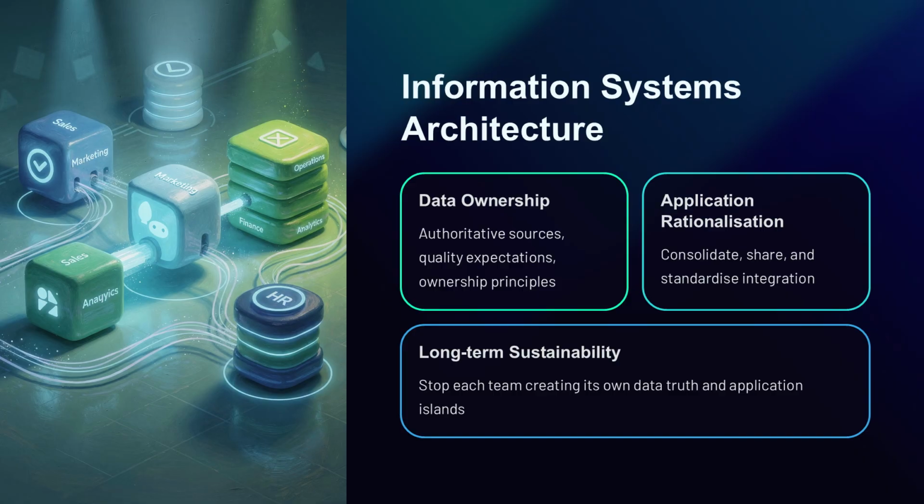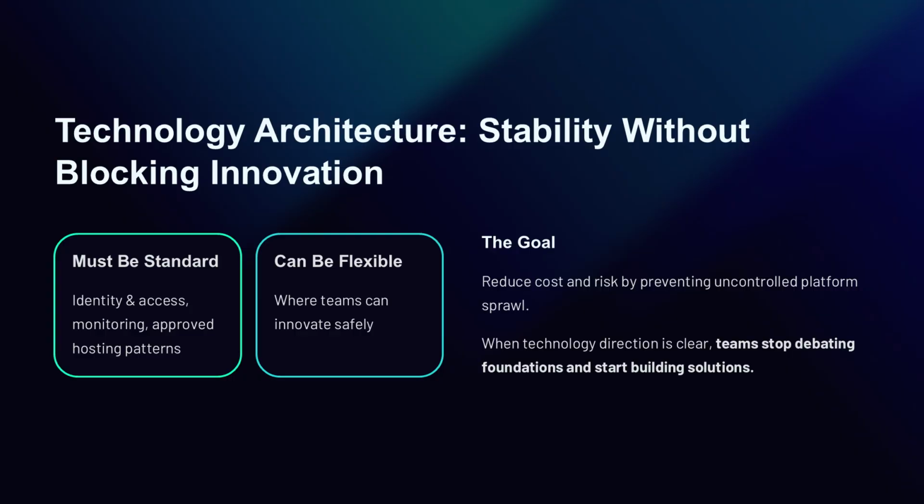This step protects long-term sustainability because it stops each team from creating its own data truth and its own application islands. Now that data and application direction is clear, you guide technology architecture decisions that create stability without blocking innovation. Technology architecture, in leadership terms, is about platform strategy, integration patterns, security direction, operational requirements, and resilience expectations.